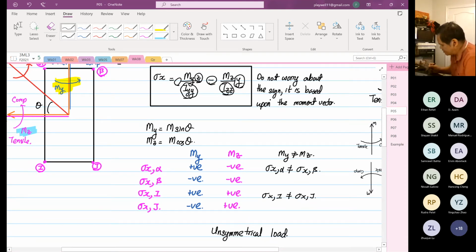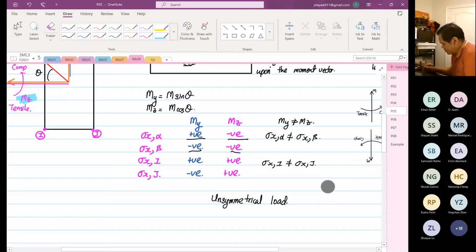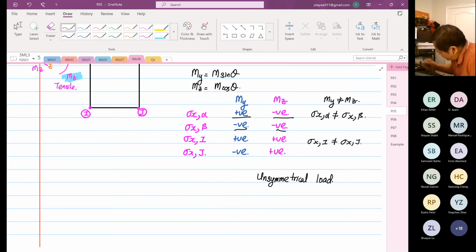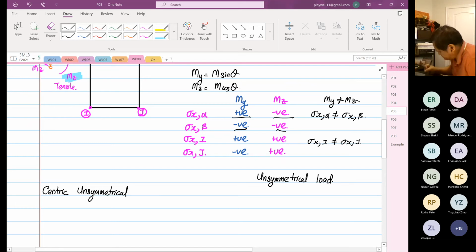Why? Because you can see this is plus, this is minus, these are both minus. They will never be the same. So this is what we call it. The formula that we have applied now is known as centric unsymmetrical loading.